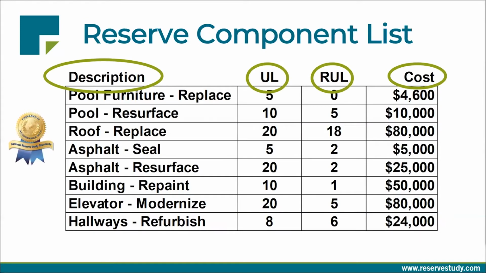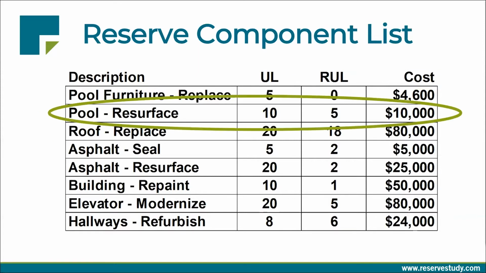So let's take a look at a simple, typical reserve component list. It's got a description, useful life, that's UL, RUL, remaining useful life, and current cost. So let's suppose your pool heater fails. You see in this list a pool resurface component, but no pool heater component. So from what you just learned, replacing the pool heater isn't automatically a reserve expense just because it's related to the pool. Check with your reserve study provider. There may be a reason it was excluded, or they may support the expenditure from reserves and add it to your component list in the next update. It's in your best interest not to guess. Too many properties gradually deplete their reserves by spending it on non-reserves projects.